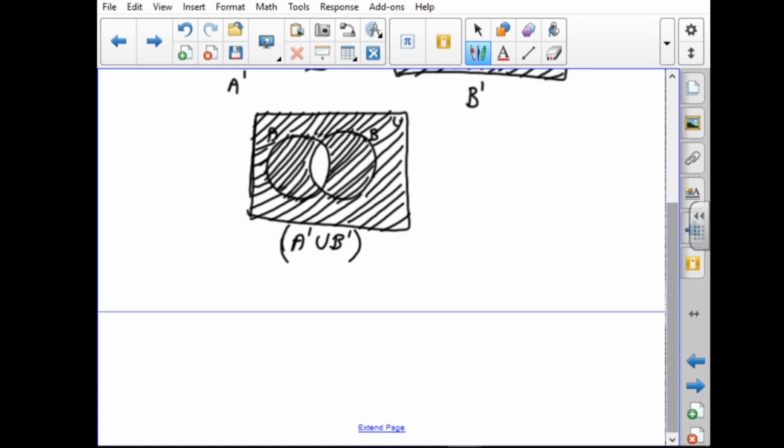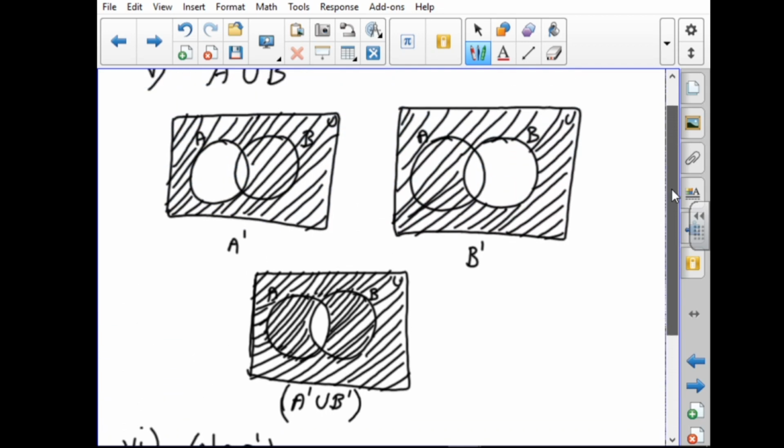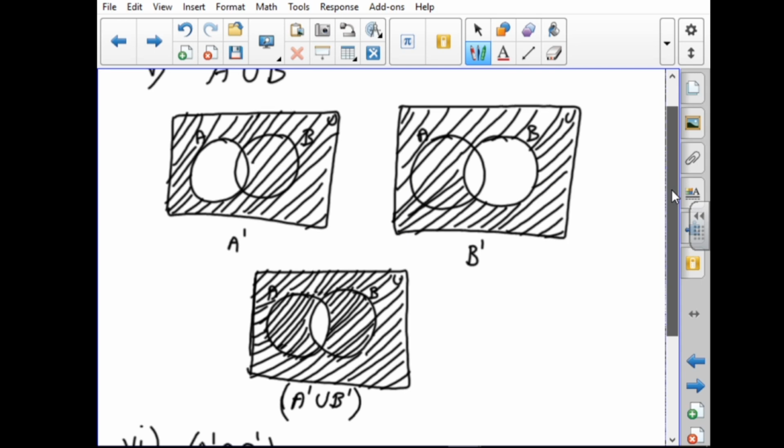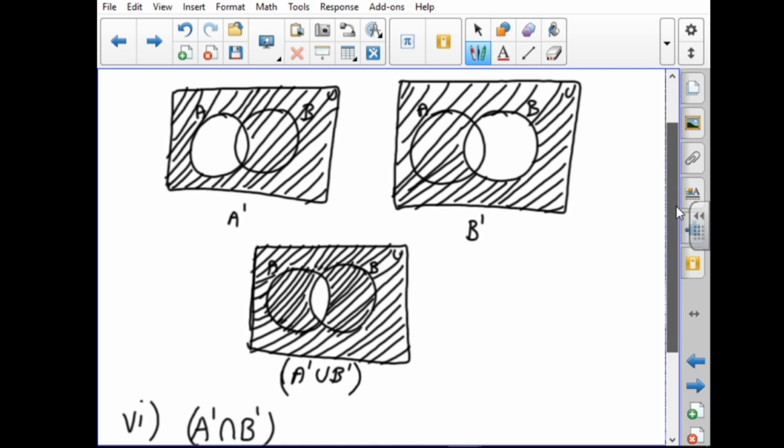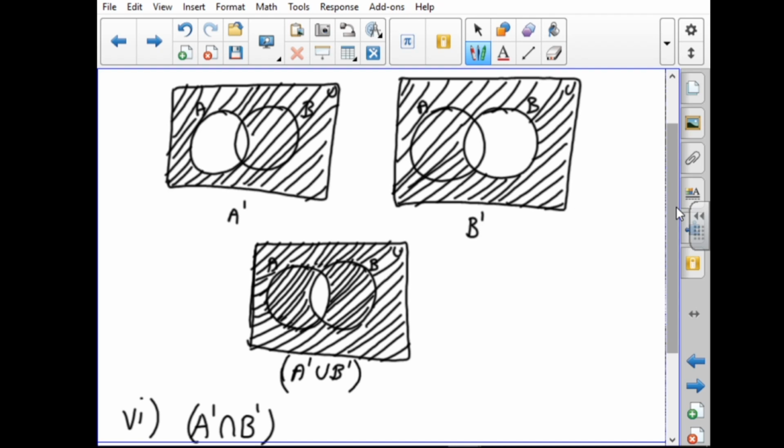So next one, the sixth one: A dash intersection B dash. Already we drew A dash and B dash. So now we can check the common part. What are the common parts? Here only the unshaded region of except A set and B set will come. So for A union B, this place will come, and this place also will come.